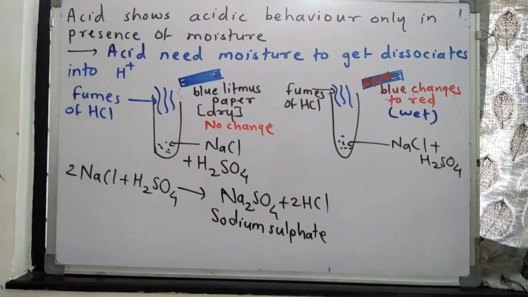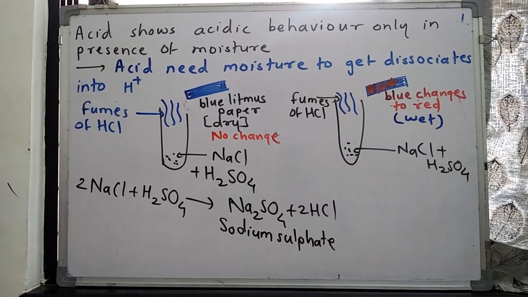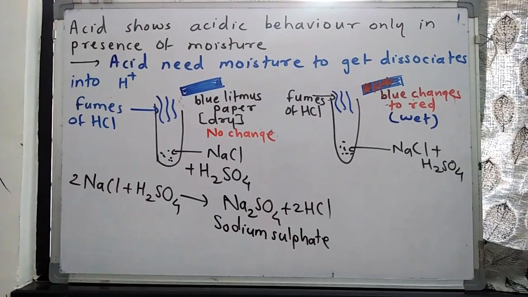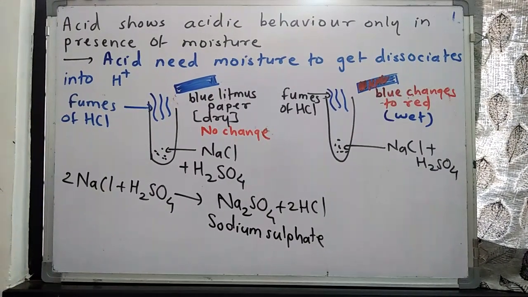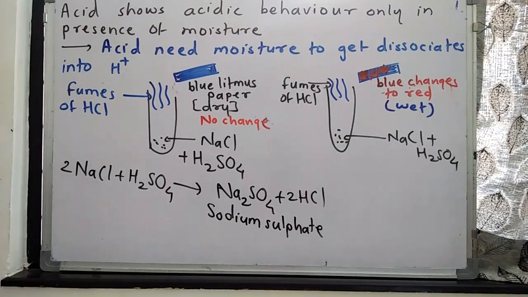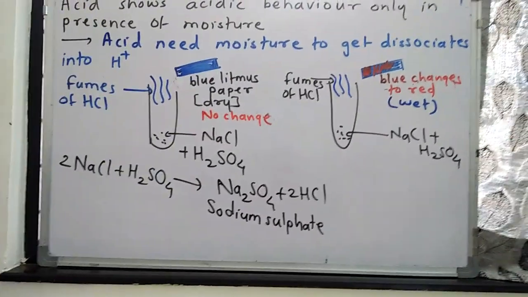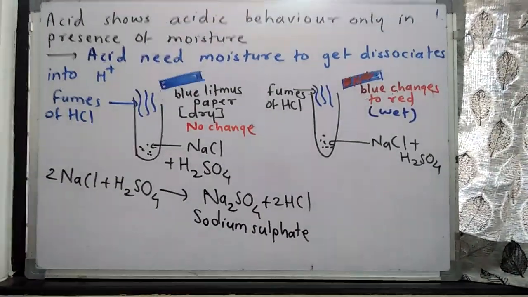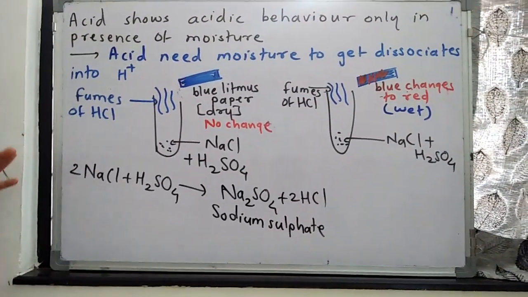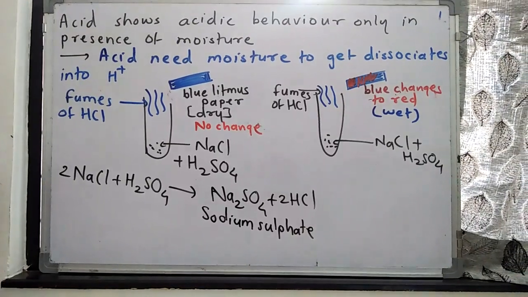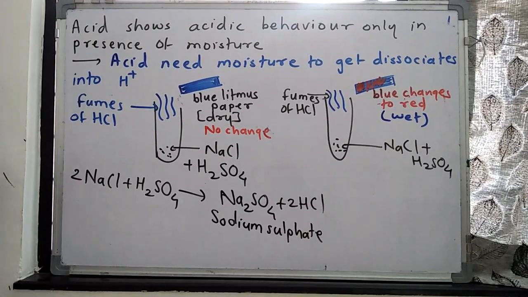Now the next topic we have to study is that acid shows acidic behavior only in the presence of moisture or water. Now see, what is acidic behavior? Change in color of litmus paper. We know in acid, blue litmus changes to red. So acid shows acidic behavior only in presence of water, means acid will produce H+ ion only whenever there is moisture or water. If there is no moisture, acid still cannot produce H+ ions. Means for the production of H+ ion, acid also needs moisture or water.